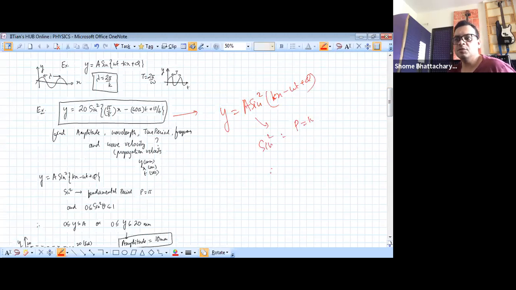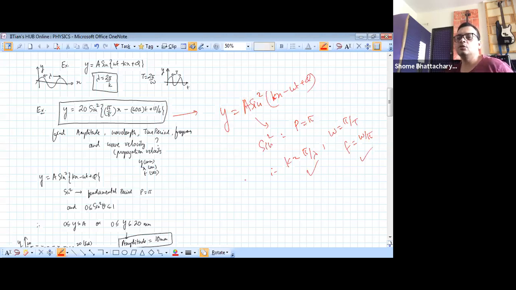So therefore, by formula, what should k become? It should become pi by lambda. And what should omega become? It should become pi by T. And therefore, what should frequency become? It should become omega by pi. Here directly from our theory, we can directly apply this. The graph was just to show you numerically how this is actually happening.